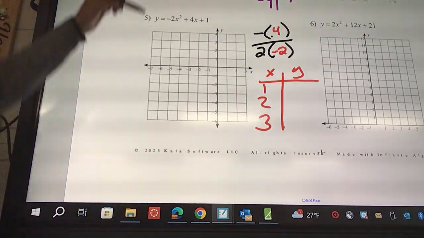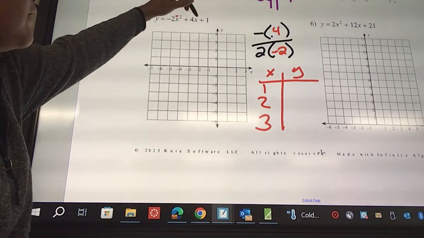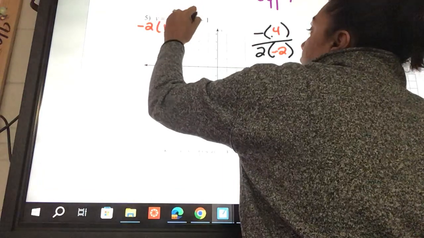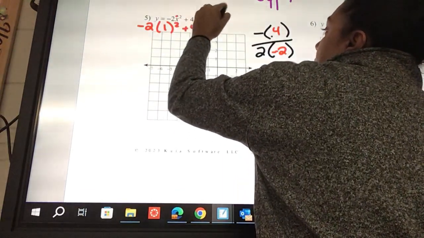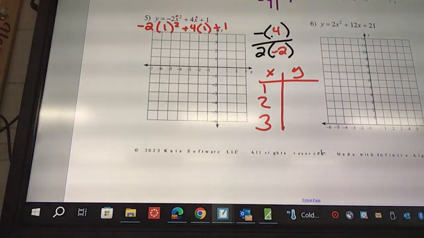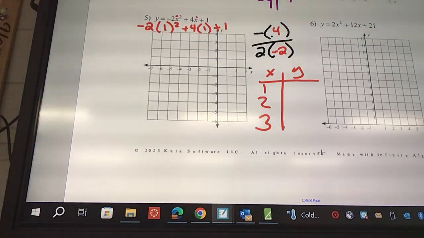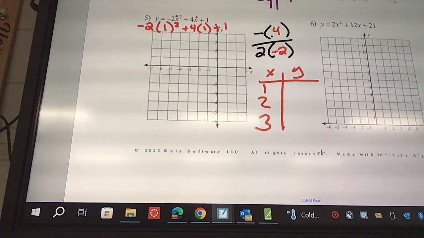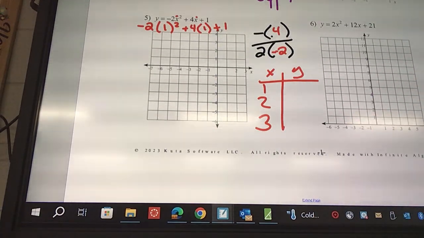Okay, and so now everywhere up here, I'm putting a 1 in parentheses. Okay, so it should look like this. -2 parentheses 1 squared plus 4 parentheses 1 plus 1. Okay, that's what we're typing in our calculator. You're going to type that, get the answer, put it on your list, and then go back through and edit and delete and do 2 and then do 3.